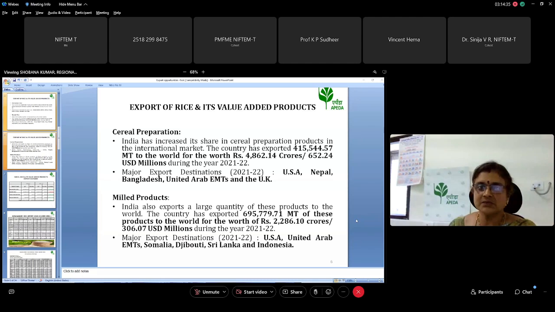So rice mixed with other cereals as a product, we can call breakfast cereals or cookies, bakery products, all those will come under cereal preparations. And in 2021-22, nearly about 5,000 crores worth of cereal preparations we have exported, which also includes rice. Milled products, again, around 2,000 plus crores worth of milled products we have exported. And the major destinations are USA, UAE, Sri Lanka, Indonesia.